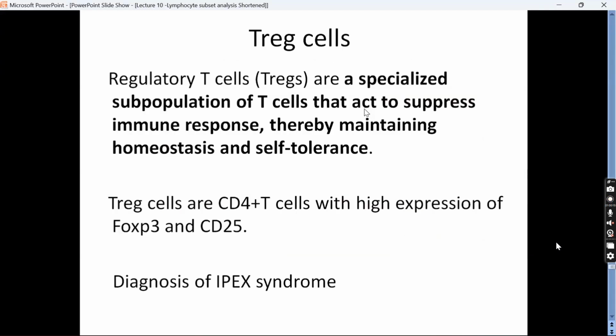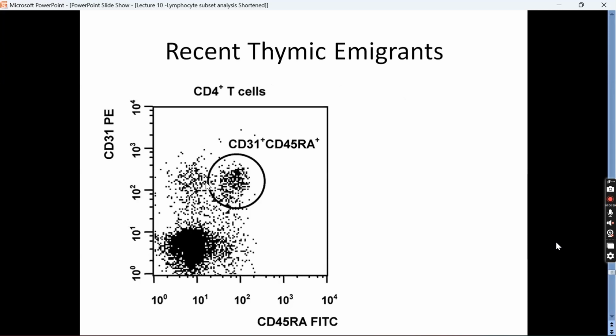Okay, similarly, T regulatory cells, I told you what is T regulatory, right? They act to suppress the immune response, thereby maintaining homeostasis and self-tolerance. When these cells go down, there may be a high chance of autoimmunity. And similarly, in the bone marrow transplant setting, this is the reason for graft versus host disease. Okay, so Treg cells are CD4 positive cells with high expression of CD25 and FOXP3. And I also said what is RTE. These are cells which have recently emigrated from the thymus. So in patients with T cell defects, like severe combined immunodeficiency, you don't find a good number of RTE, recent thymic emigrants.